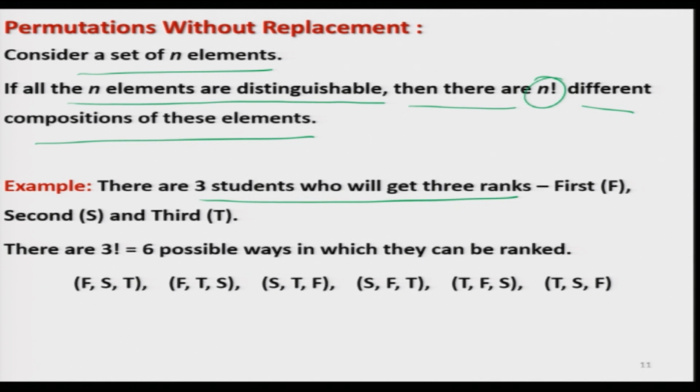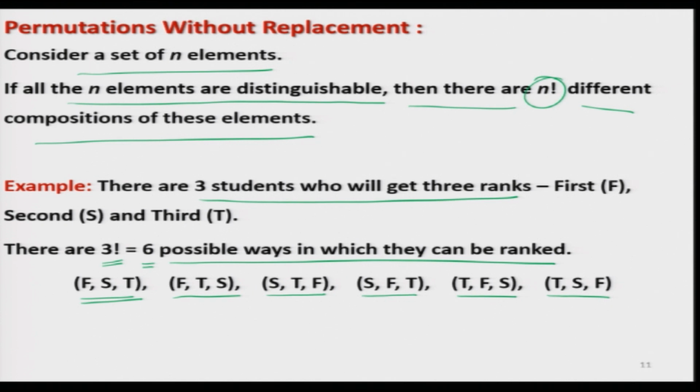It is possible that student 1 is getting first rank, 2 is getting second rank, third is getting the rank number 3, or it is possible that students number 1, 2, 3 get the rank 3, 2 and 1 and so on. So, in order to count such numbers, we can use the concept of factorial, and we can write down here that there are factorial 3, which is equal to 6, possible ways, or there are 6 possible permutations of these 3 students. What are those? Say first, second, third; first, third, second; second, third, first; second, first, third; third, first, second; third, second, first, right.